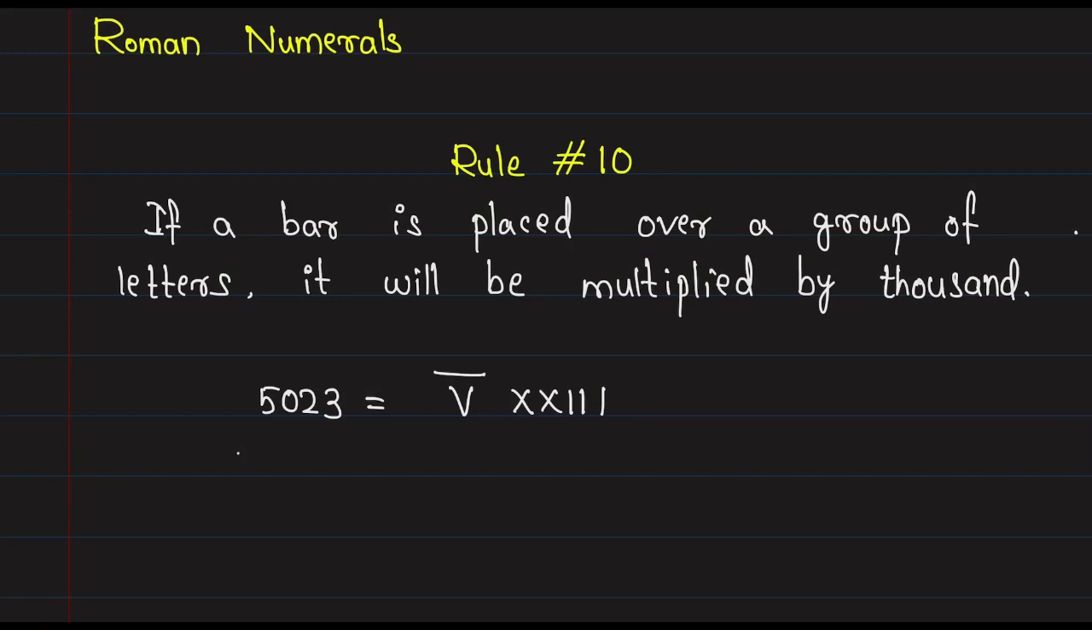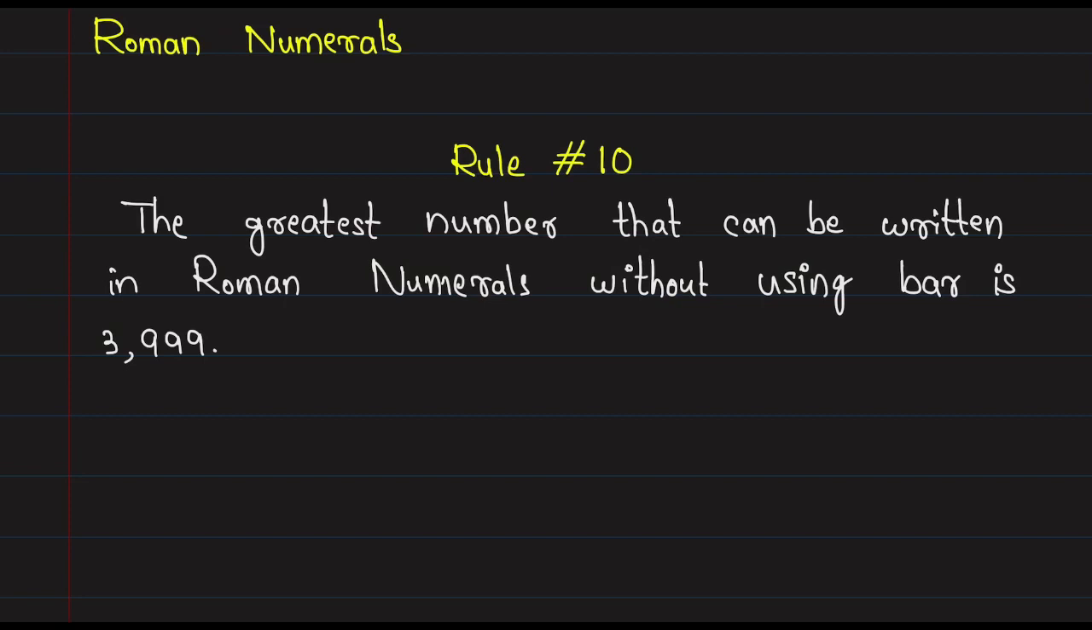Suppose we want to write 12,366. So here how can we write 12? XII. This represents 12. Place a bar over it. 12 into 1000 will represent 12,000. Next 366, we can write it like CCC. 60 we can write LX. 6 we can write VI. So this represents 12,366.